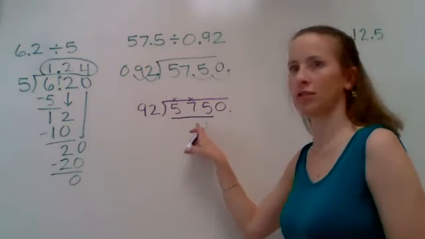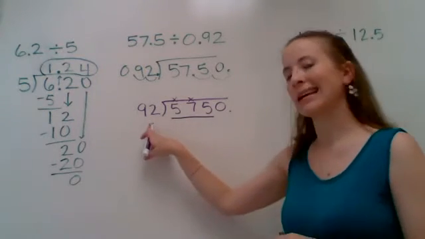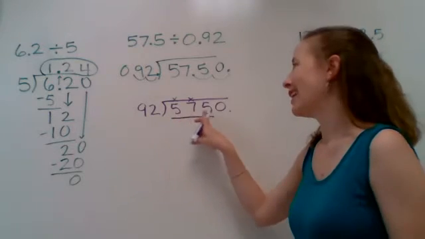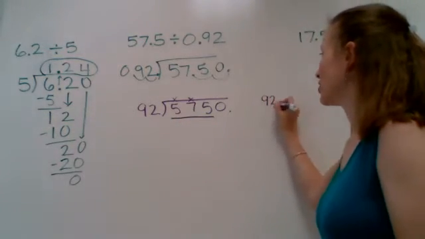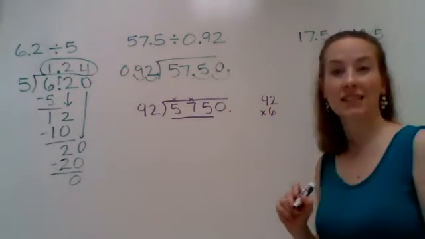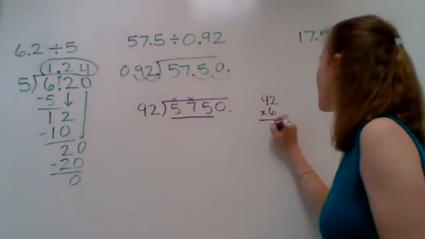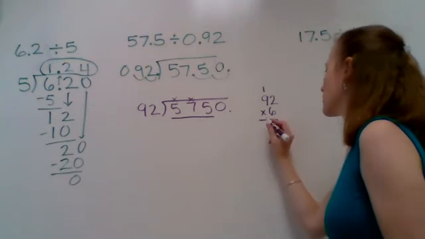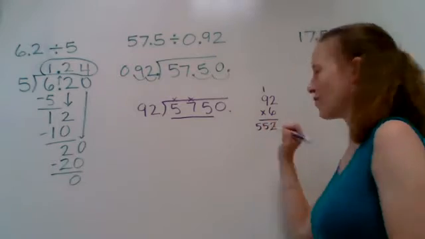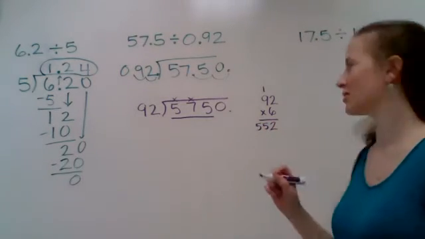How many 92s go into 575? Now I'm thinking 92 is close to 100, and this is almost 600, so let's try 6. Let's try 92 times 6. Let's see how close we get. 2 times 6 is 12. 6 times 9 is 54, plus 1 is 55. Ooh, 552. I think that's as close as we can do.